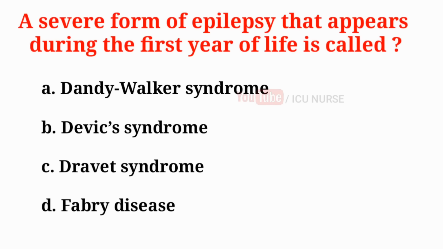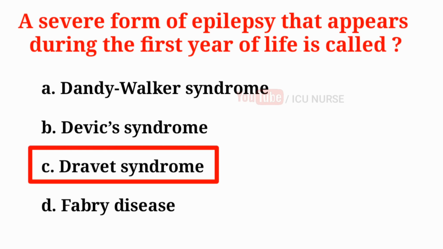A severe form of epilepsy that appears during the first year of life is called A. Dandy-Walker syndrome, B. Devic's syndrome, C. Dravet syndrome, D. Fabry disease. And the correct answer is C. Dravet syndrome.